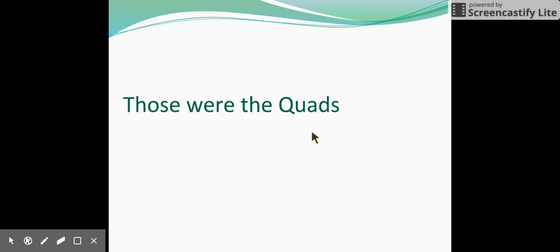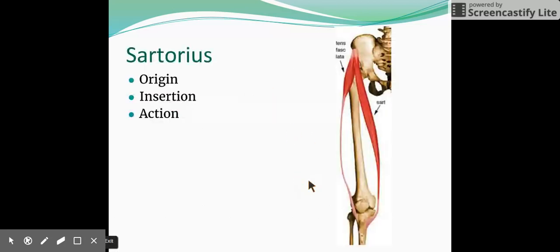Like I said, those were the quads. So remember, that is a muscle group, and they all have the same action. That's what defines a muscle group. They're all on the anterior side of the leg, and they all have the same action. And they're all extensors. Now we're going to talk about sartorius.